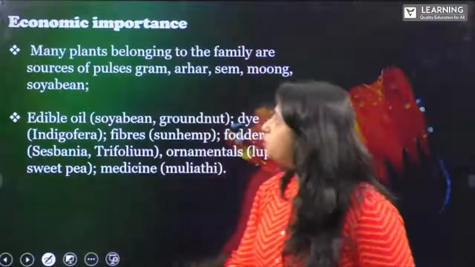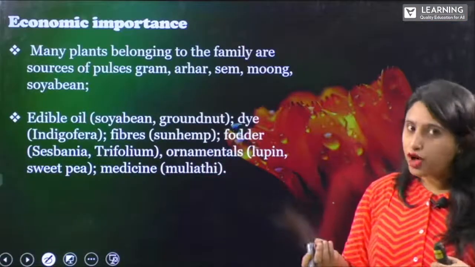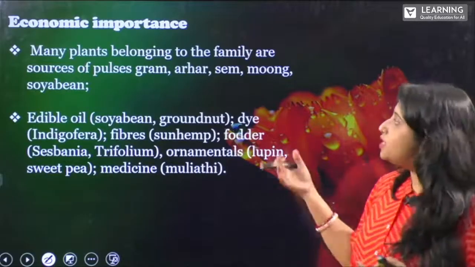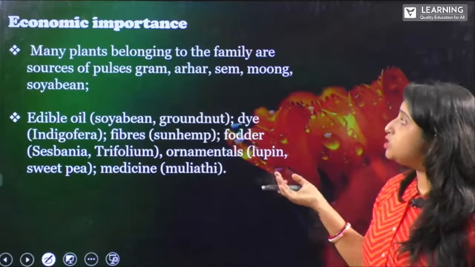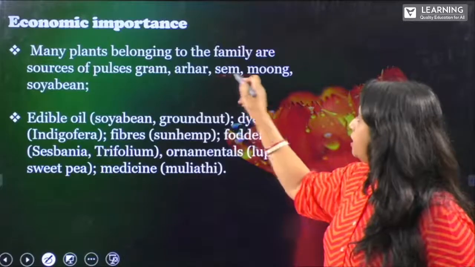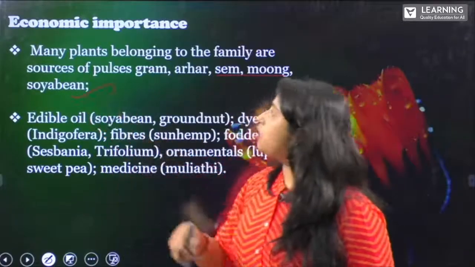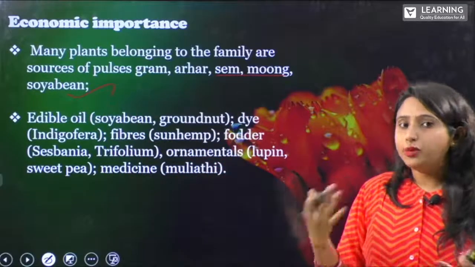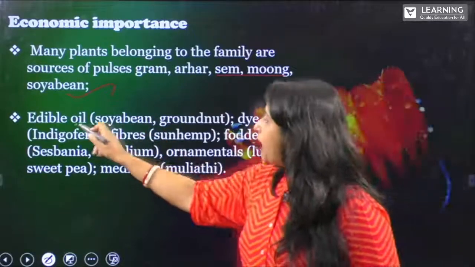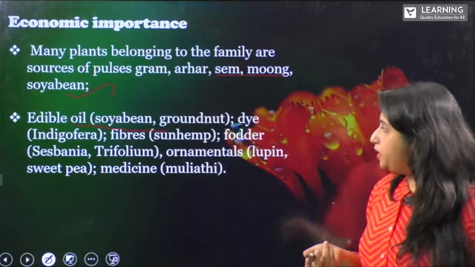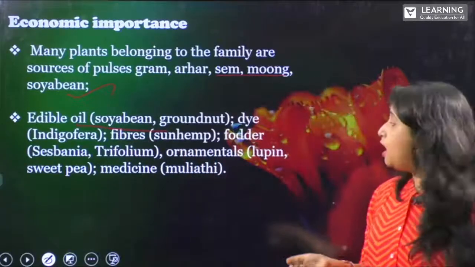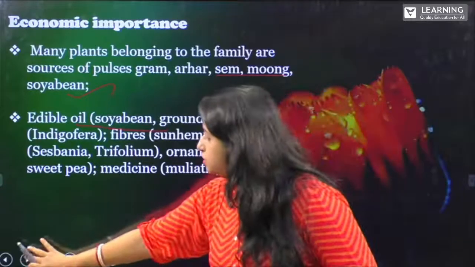So in your textbook, you will be having another 2 families. You can go through them and find out. So what is the importance of this family? It is used in the form of pulses like gram, arhar, moong, soybean. All these come under this Fabaceae family, and they are also edible in the form of edible oil like soybean, or in the form of fibers, or as ornamental plants.